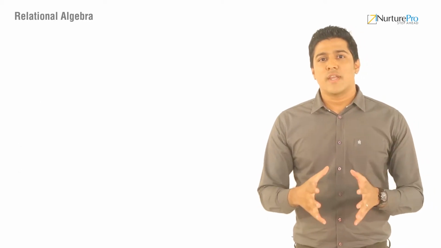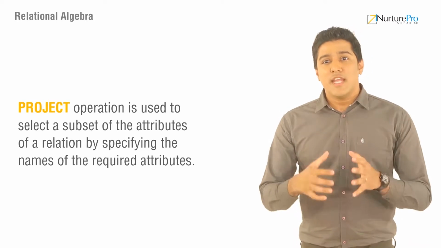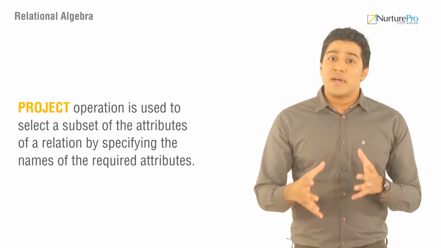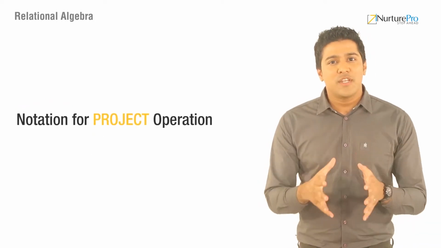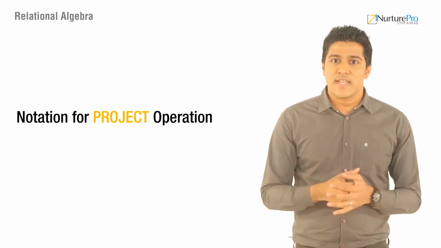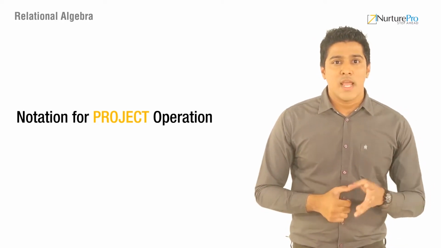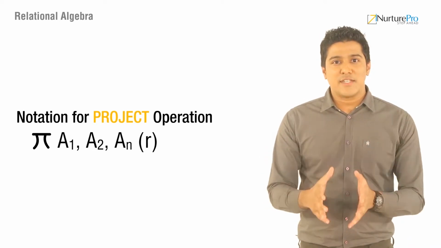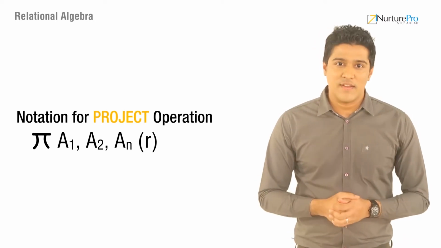Now let us take a look at what a project operation is. A project operation is used to select a subset of the attributes of a relation by specifying the names of the required attributes. The notation used to represent a project statement in relational algebra is shown on screen. Pi stands for project predicate, and A1, A2, and AN are the attribute names of relation R.